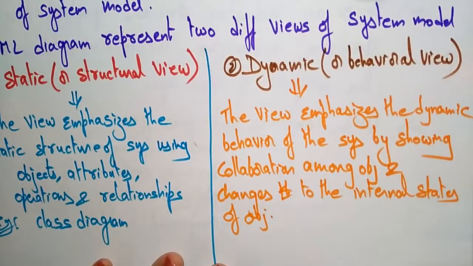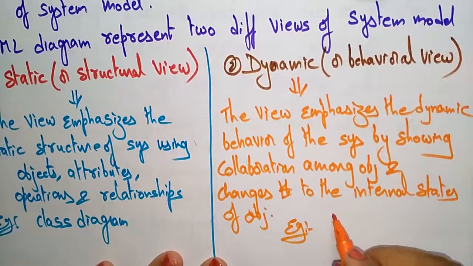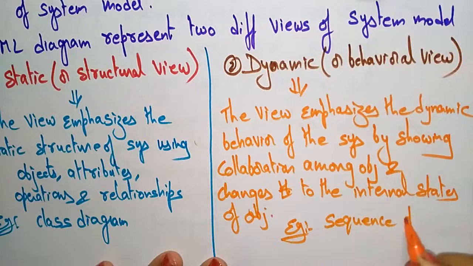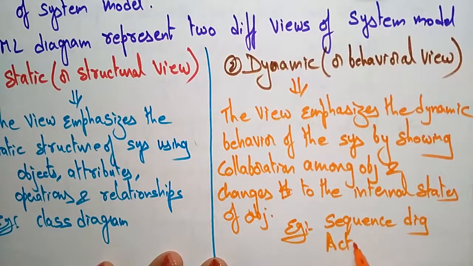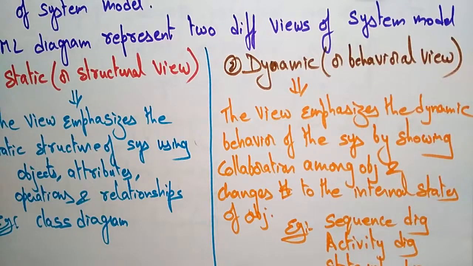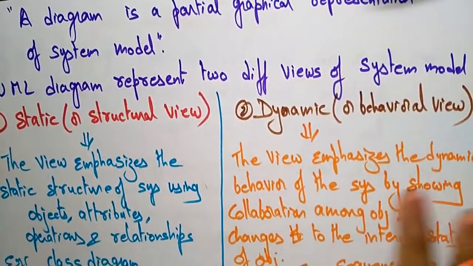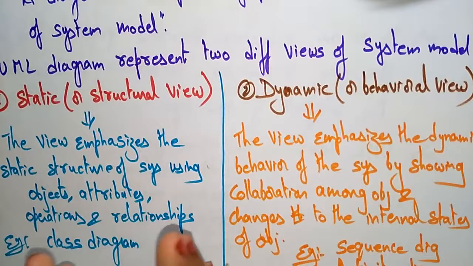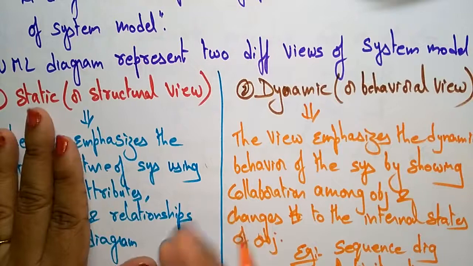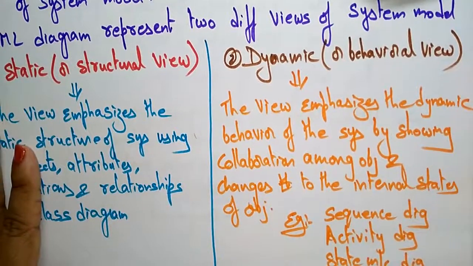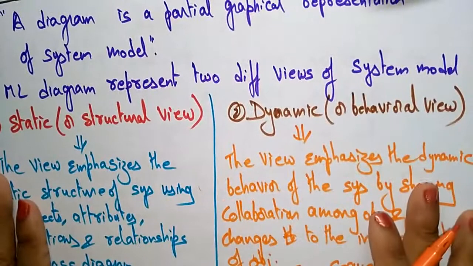And what are the examples for the dynamic view? The examples for the dynamic view are the sequence diagram, activity diagram, and state machine diagram. So these are the two modeling views. The modeling techniques can follow either the structural view or the behavioral view. If it is a class diagram, it is a static view. If you are supposed to draw a sequence diagram, activity diagram, or state machine diagram, then it comes under the dynamic view.